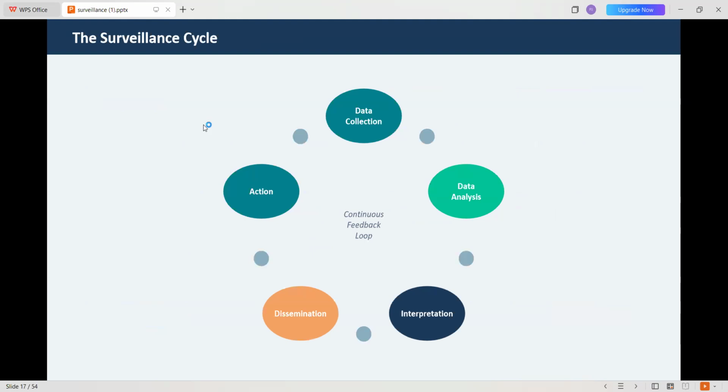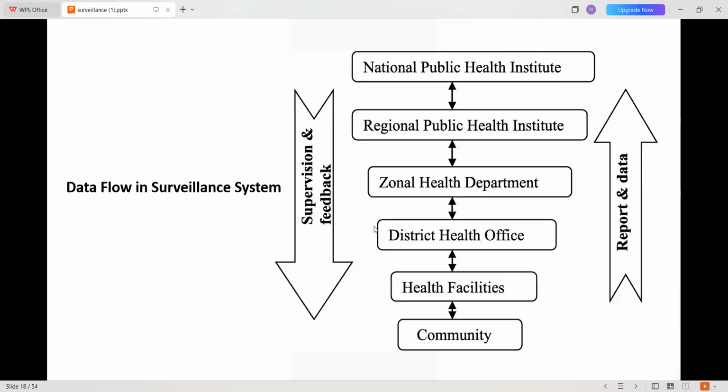So this is the surveillance cycle, in which first of all we collect the data, then analyze, then interpret that data, and then dissemination and action take place. This is a continuous feedback loop.